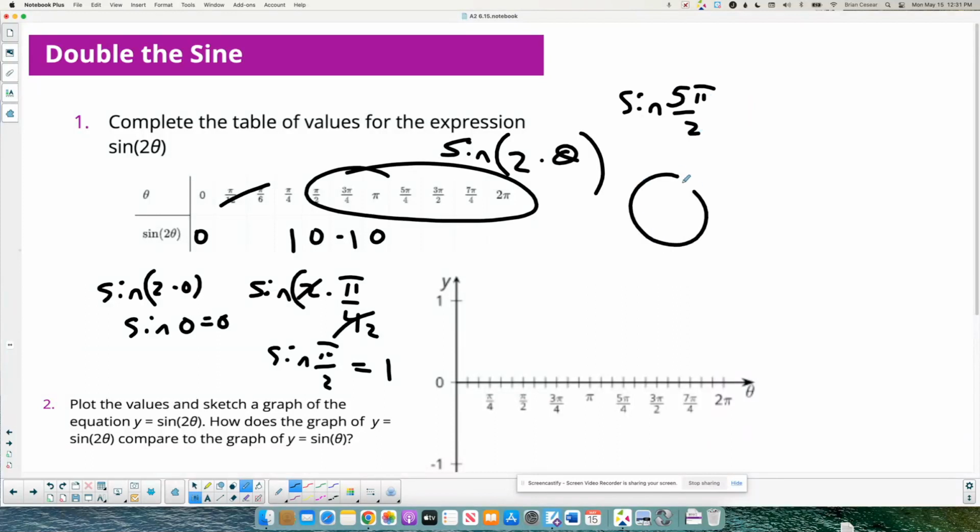That is on your unit circle. I got to go pi over 2, 3 pi over 2, 4 pi over 2, 5 pi over 2 is right here. So that's going to be a 1. This is 0, -1. And then this is 4 pi back to 0. Plot the points, I got 0, 0. Pi over 4 is up at 1. Pi over 2 is 0, 3/4.